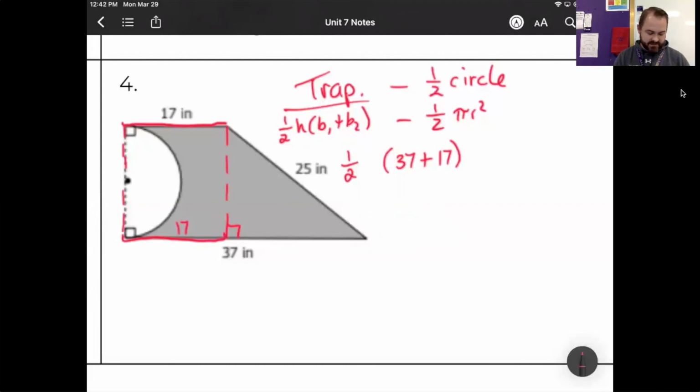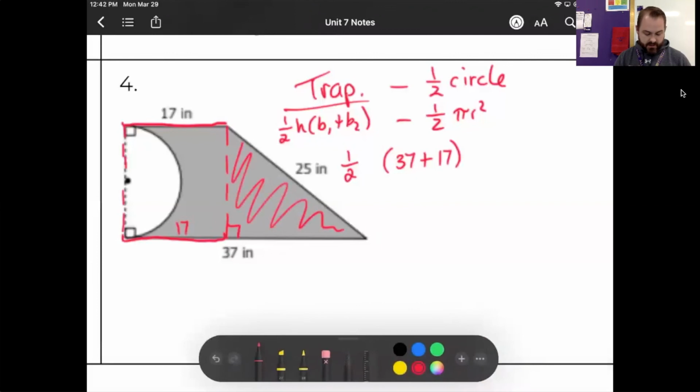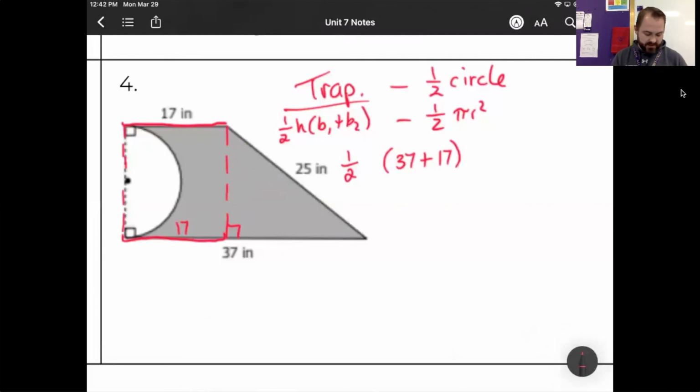That means this extra shape out here is a triangle. It's a right triangle, in fact. I need to know this side of that right triangle. I have this side. I'm actually going to use this side this time as the hypotenuse, or c. And I actually know this side now too because it's 37 minus the 17 from here to here, giving me 20. So I can use the Pythagorean Theorem, a squared plus b squared equals c squared, to find my height.